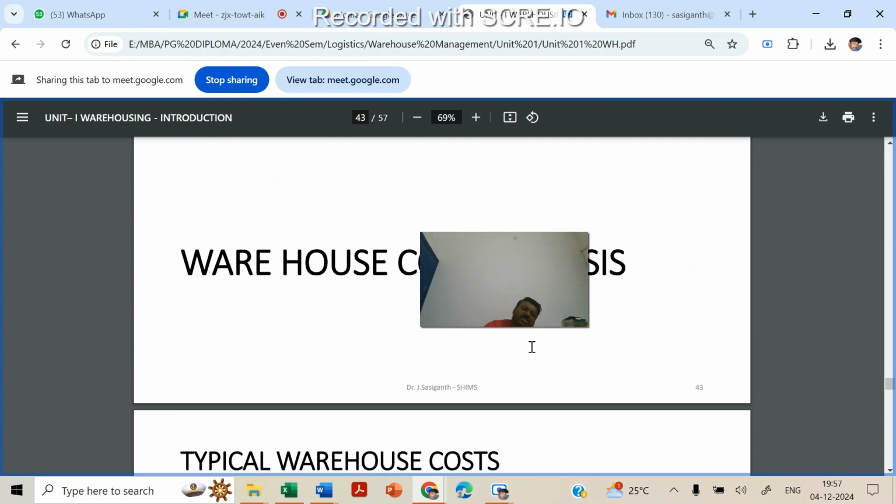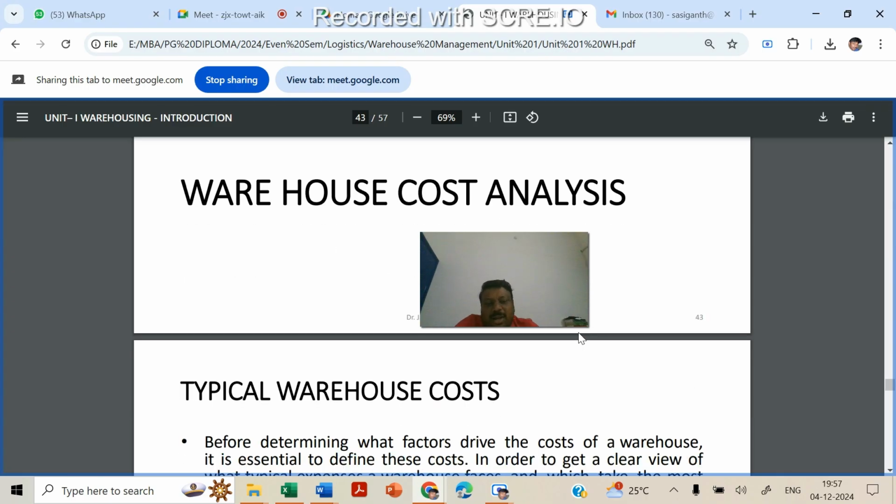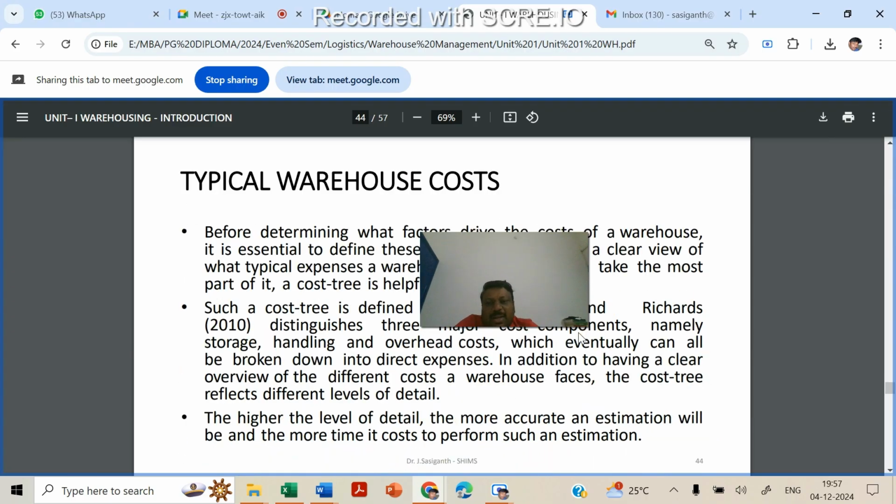Okay, so next, cost analysis. Warehouse cost analysis is typically important. Typical warehouse cost: before determining what factors drive the cost of a warehouse, it is essential to define these costs. In order to get a clear view of what typical expenses a warehouse faces and which take most part of it, a cost tree is definitely helpful always.